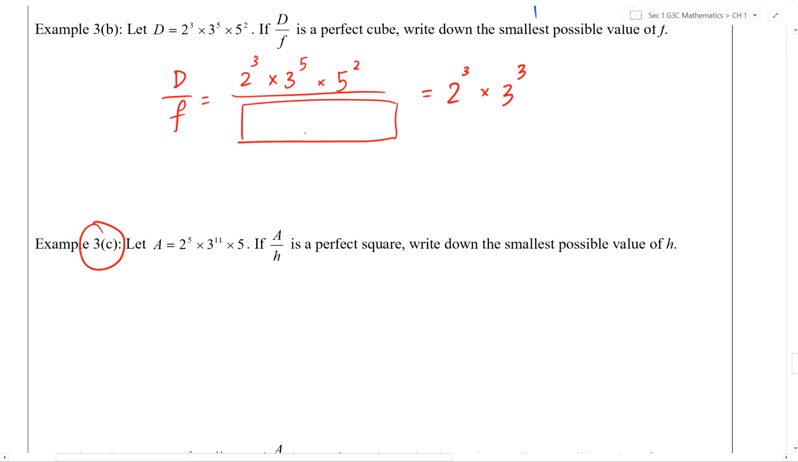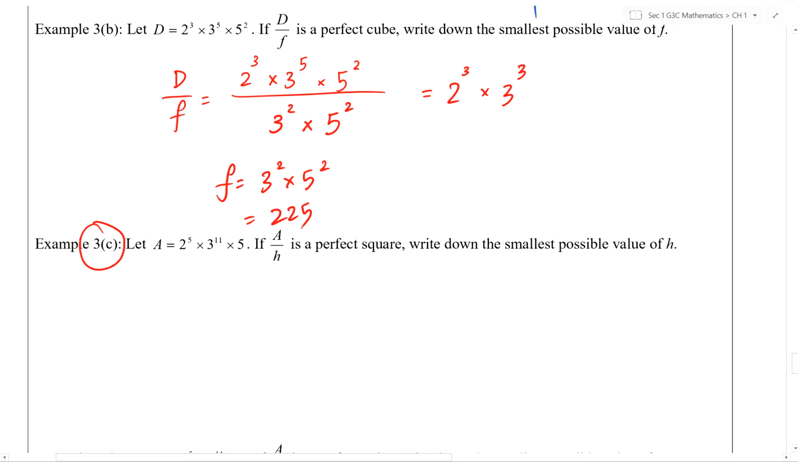What should be the denominator? Do I need to do anything to the 2? No need. Do I need to do anything to the 3? Yeah, okay. How many 3's are in the denominator? 2 of them. So you must visualize there are 5 3's in the numerator. I want it to be left with just 3 of them. That means I must remove 2 of them, and they are found in my denominator. What about the prime factor of 5? How many in the denominator? 2 of them. So my final answer for F is 3 squared times 5 squared, which is 225. Can you try 3C by yourself?